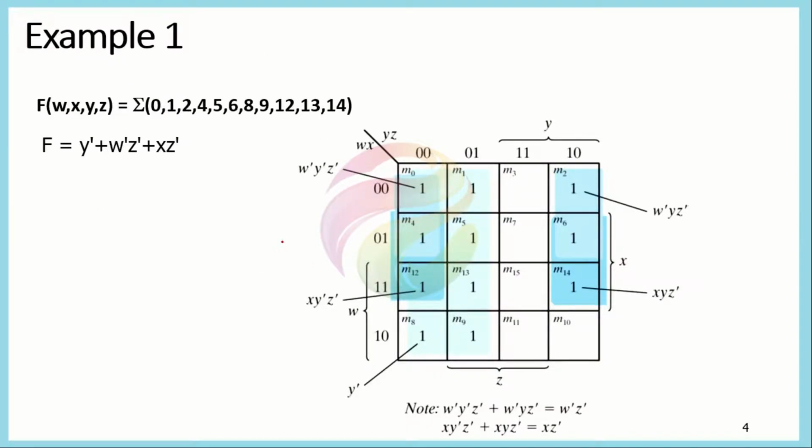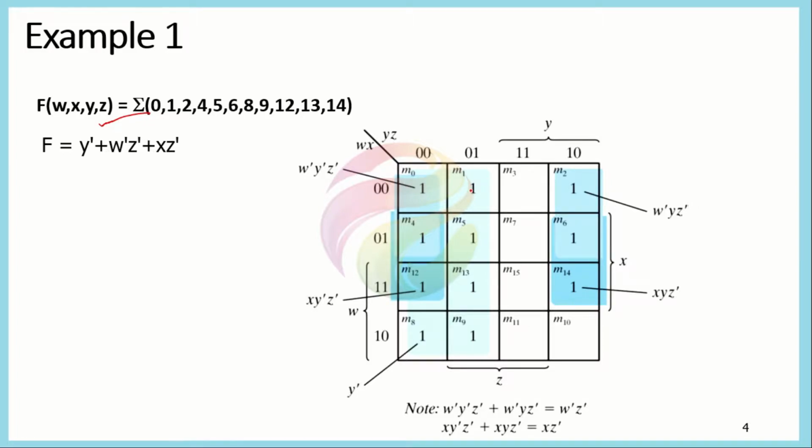Now in this example, we have a four variable K-map which is represented by these min terms. First we need to put 1 in all these min terms. So we have put 1 in 0, 1, 2, 4, 6, 8, 9, 12, 13 and 14. We had just placed the 1s in the first step, and then we need to combine the maximum possible squares that are possible.